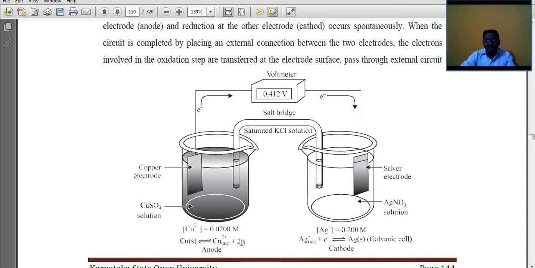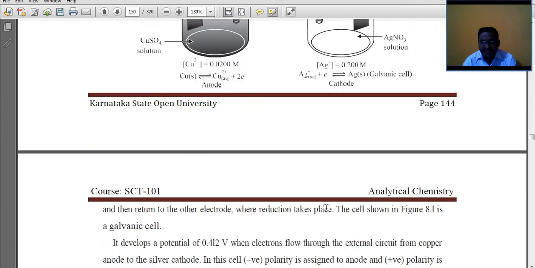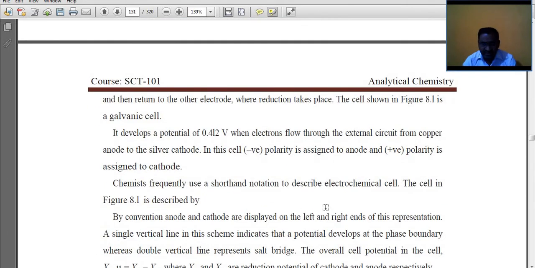Here copper liberates electrons and undergoes oxidation. The liberated electrons move towards the silver. The potential value is based on the number of electrons; to increase the number of electrons, the potential value also increases. Once these electrons are liberated, oxidation and reduction both take place, and the chemical energy is converted into electrical energy.